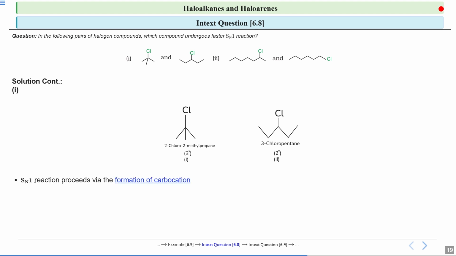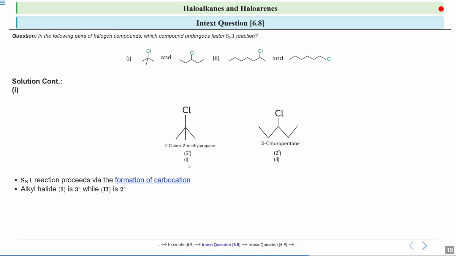And we just have seen that the SN1 reaction proceeds via the formation of carbocation, right? And tertiary carbocation will be more stable than secondary carbocation. Tertiary carbocation will be given by this tertiary alkyl halide, because when this chlorine is removed from here, this carbon will be a tertiary carbocation. Okay, this carbon will get a positive charge, and this is a tertiary carbocation. And when you remove this chlorine from here, this carbon will get a positive charge, and this is a secondary carbocation. So the SN1 reaction will proceed via the formation of carbocation.